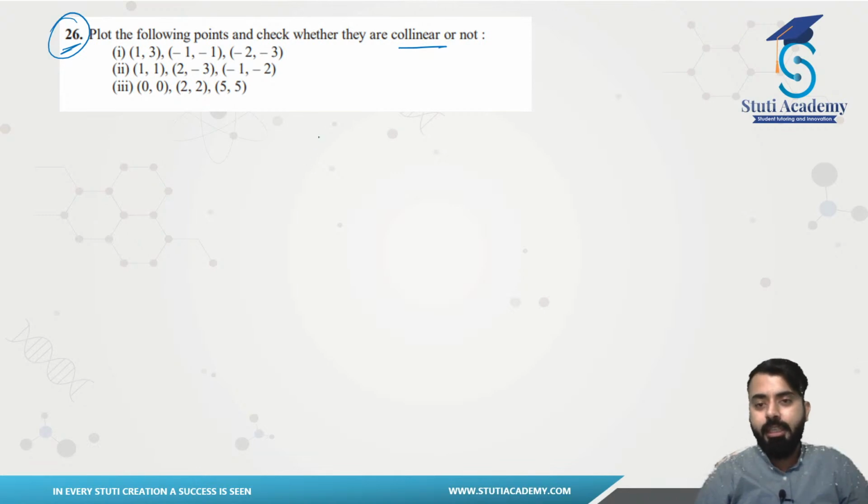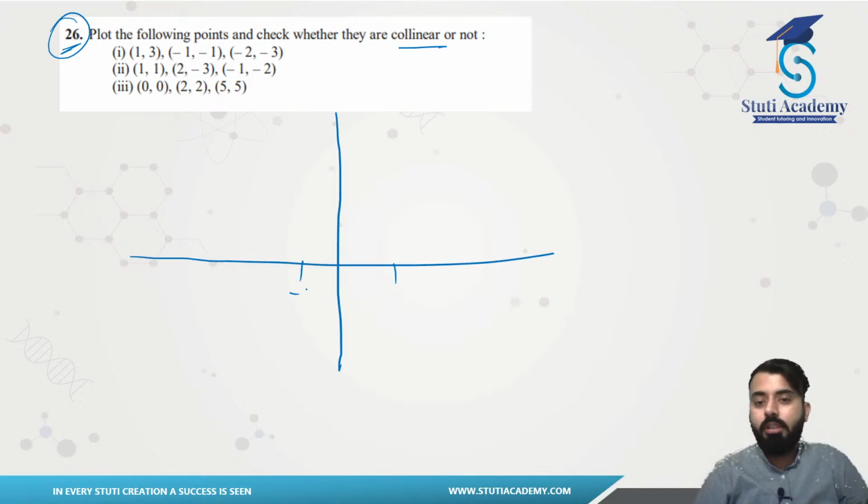Now let's see. If I just start with the first part, I can see the maximum value of y is 3 and the maximum value of x is 1. And we do have negative values also. So let's just draw it like this: 1, negative 1, 1, 2, 3, and negative 1, negative 2, and let's say negative 3. So we have the first point (1, 3). 1 is here, 3 is here. Our point will be this one.